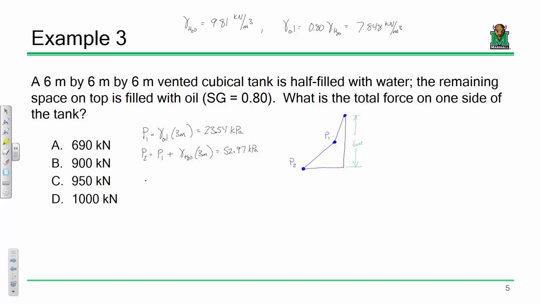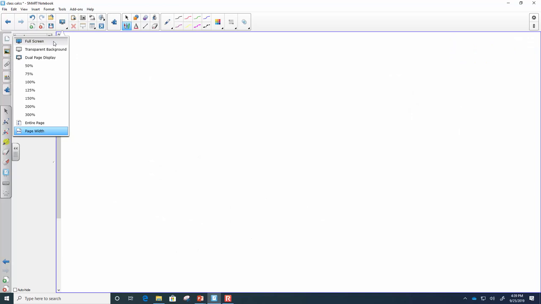Let's back this up a bit. Let's say I have a wall, okay? And that wall has to withstand a water depth of, I don't know, 10 meters. Now, water, as you said, has a gamma of 9.81 kilonewtons per cubic meter. What's the pressure at the bottom of the wall?